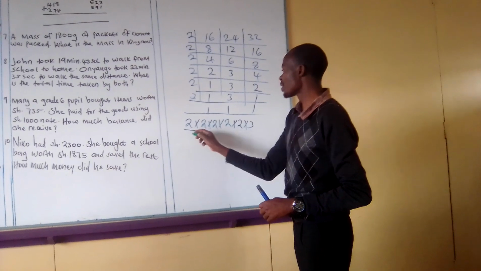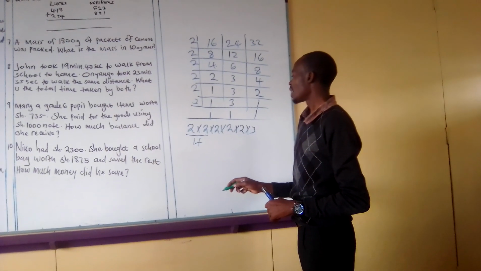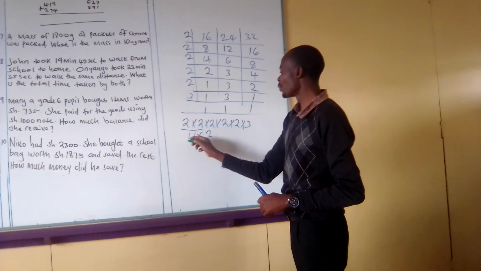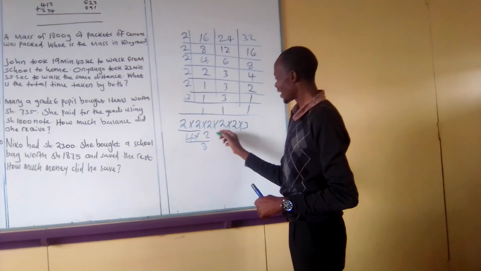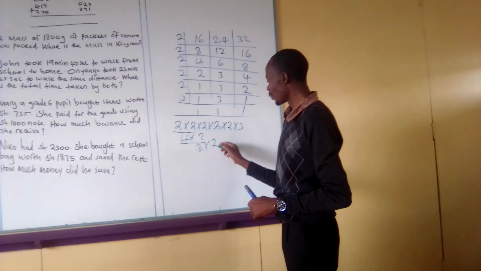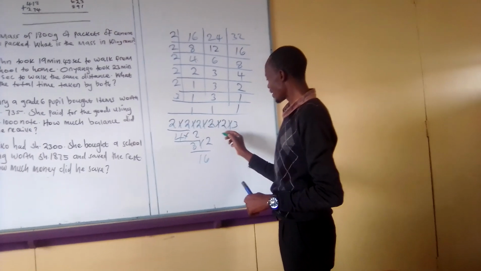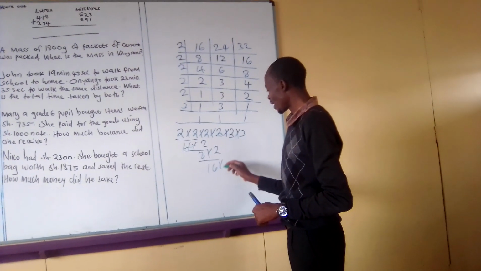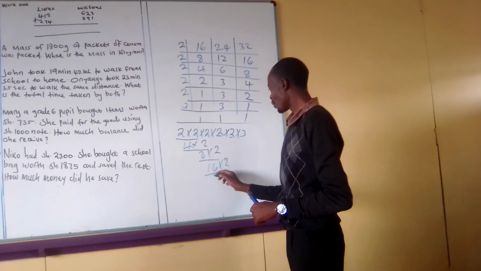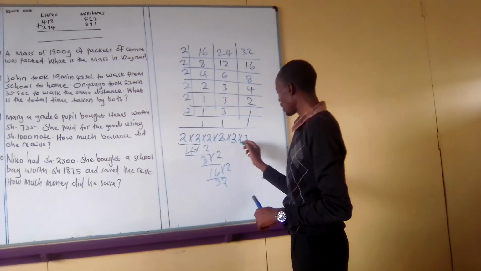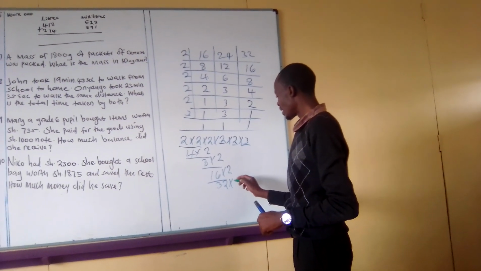And then 2 times 2 is 4. 4 multiplied by 2 is 8. 8 multiplied by these 2 is 16. 16 multiplied by these 2 is 32. 32 multiplied by these 3.